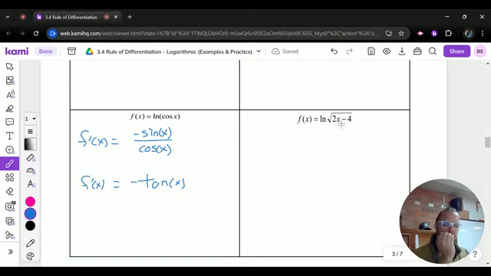All right. Now, this one's a little bit more complicated because you can see here, not only are we doing a natural logarithm, but we've got a chain rule in there as well. So let's work this one out here.